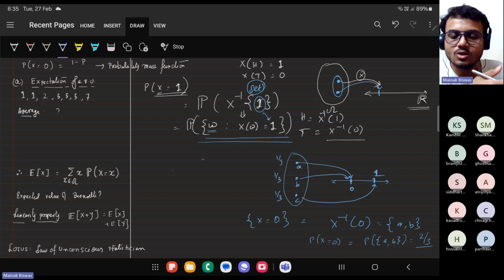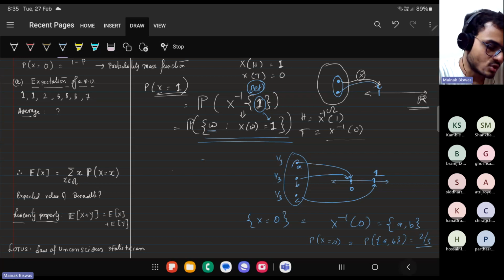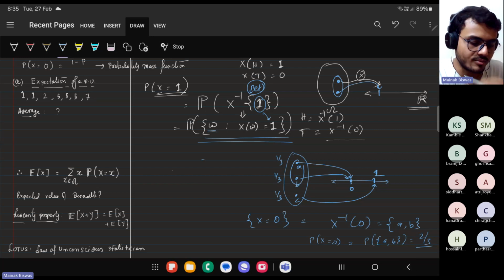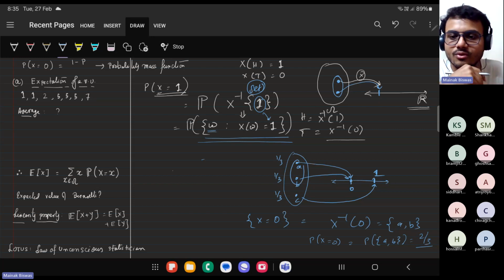So x equal to 0 means either of those two events has occurred. So it's the union of these two events, right? So it has more probability of occurring. It's clear, right? So for z when it is 0, you have more probability of this occurring because A and B both map to the same number. Yes, understood.